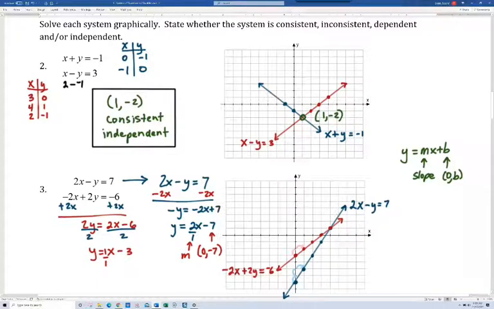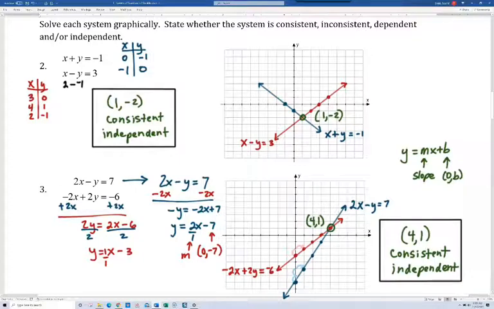once we graph that line, we're going to intersect at that point 4, 1. And so that's going to be the solution to our system of equations. So our solution is 4, 1. We have at least one solution, so this is a consistent system, and this would also be an independent system. All right, let's move on to the next slide.